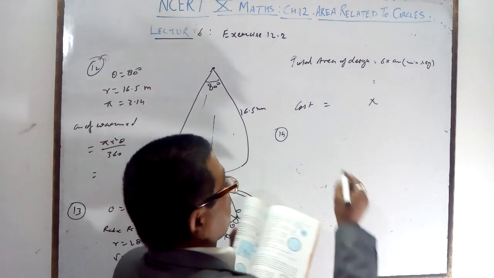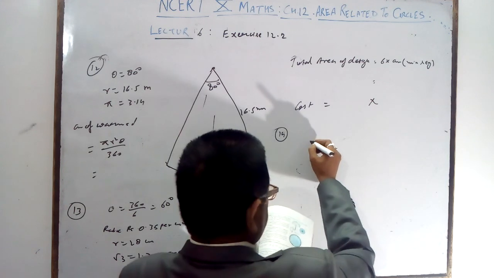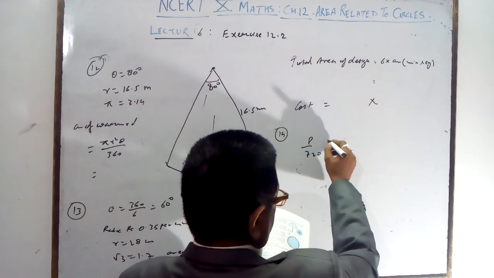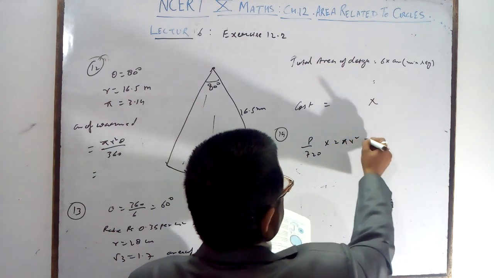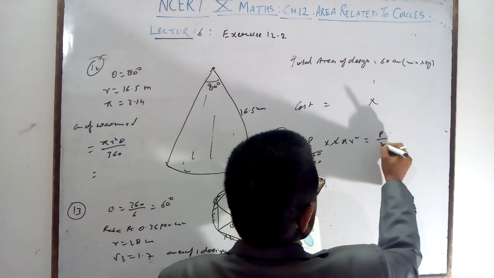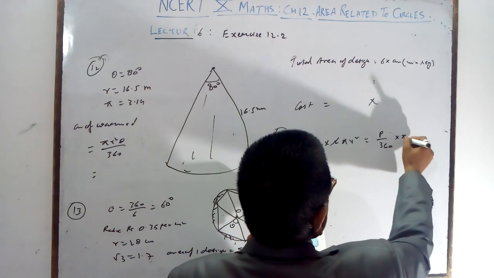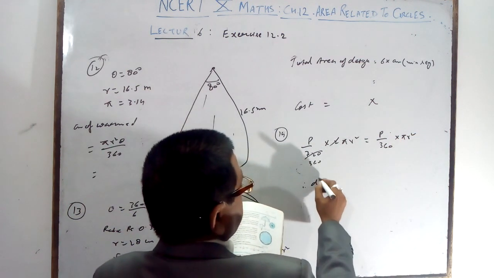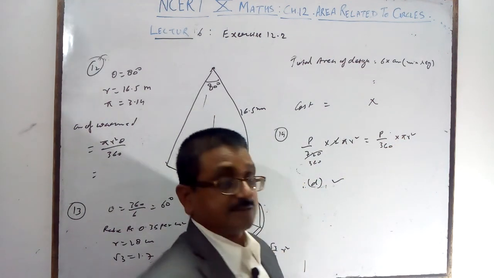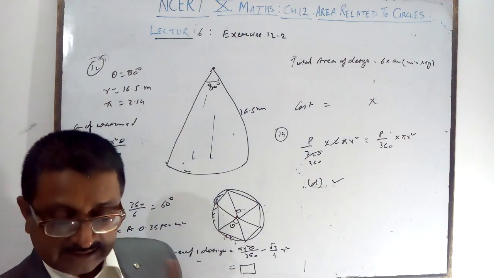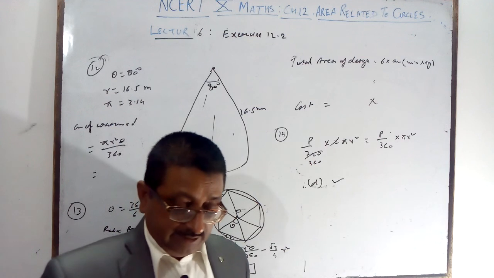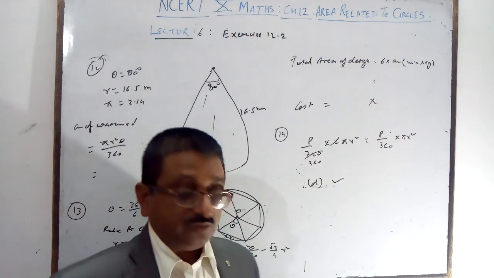For D we will check. What is given? P upon 720 into 2 pi r gives you 360. So P upon 360 into pi r. So part D is the correct answer because theta by 360 into pi r square is the area of a sector. Theta is given as P. That's all for today, and in the next lecture we will explain the others. Thanks.